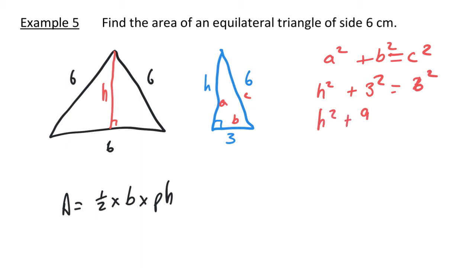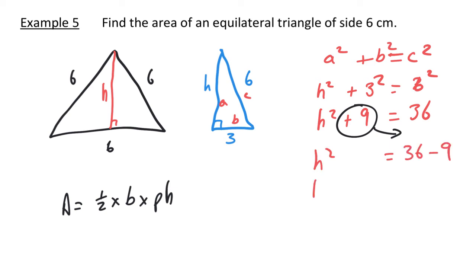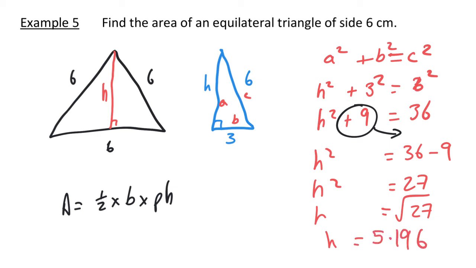H squared plus 9 equals 36. We need to move the 9 over to the other side and it'll become a takeaway. So we've h squared equals 36 take away 9. H squared is 27. So h is the square root of 27. So h is 5.196 centimetres. So now we've got the height of the equilateral triangle.